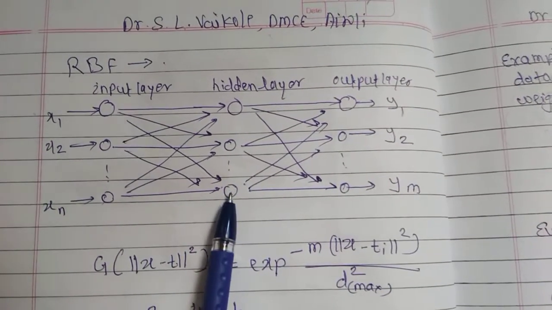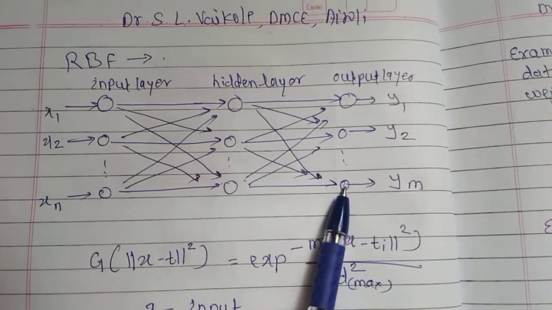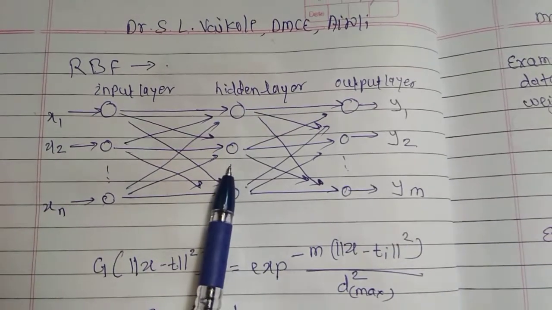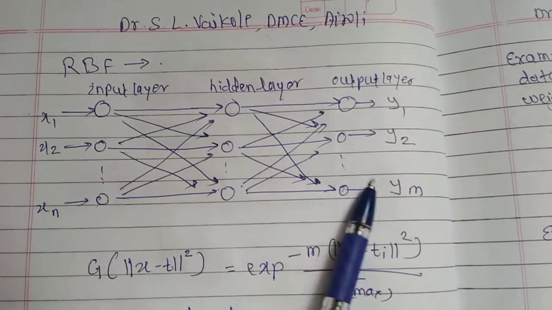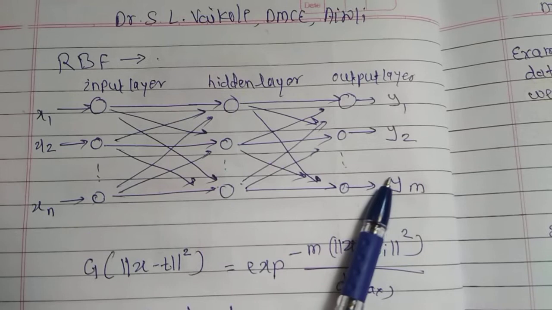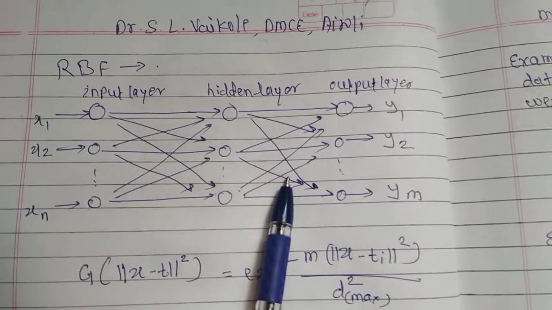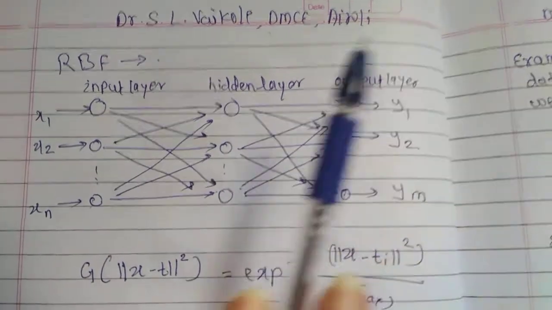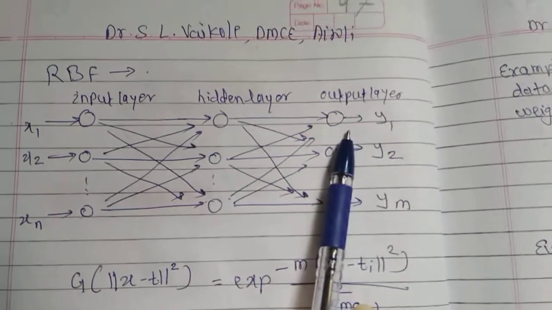The working of the hidden layer is different from the working of the output layer. In the hidden layer, the Euclidean distance is calculated and the clusters are formed. Then the output layer serves the same purpose as in other neural networks, that is, input multiplied by the weight matrix or the weight vector, the activation function is applied and the output is displayed. So this part does the clustering and here we get the output.